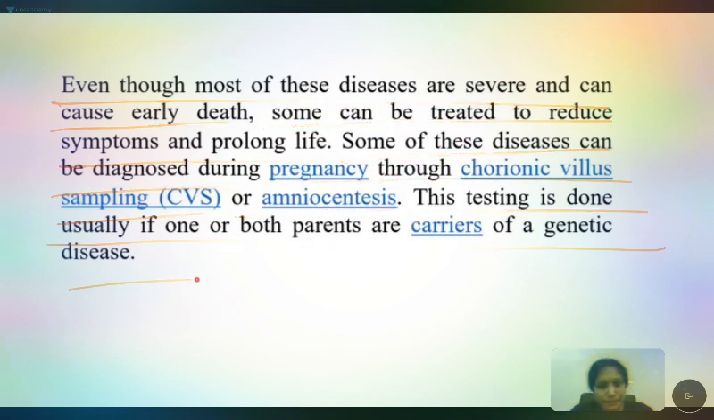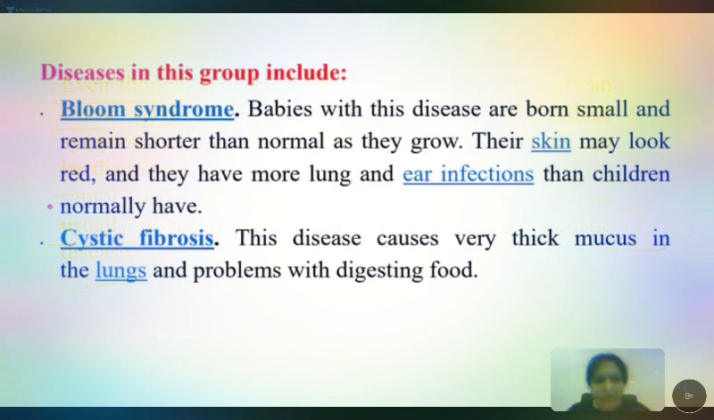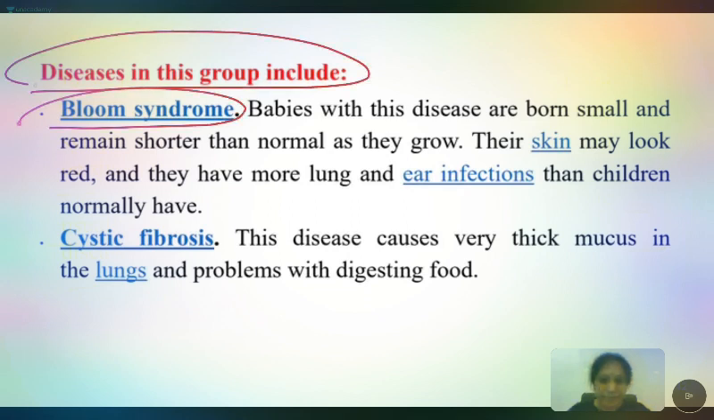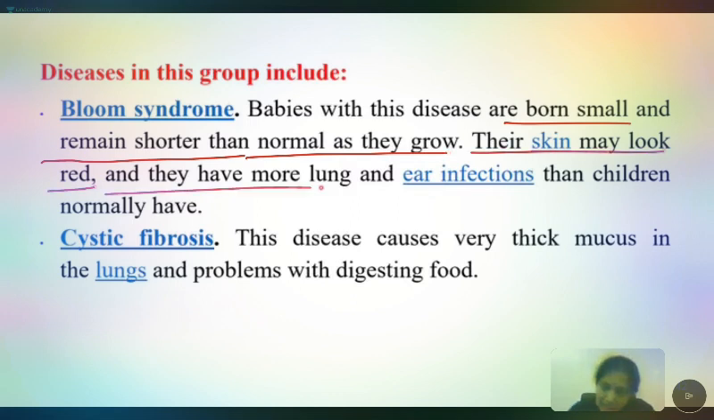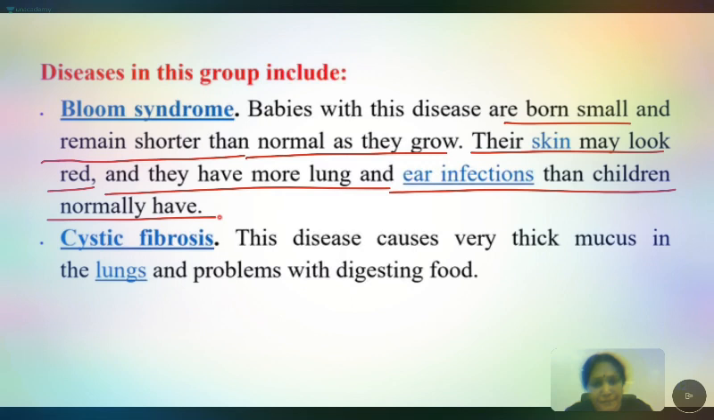Next. Okay, diseases of this example, it means Ashkenazi Jewish genetic diseases. Bloom syndrome. Babies with this disease are born small, means less birth weight, small size babies. And also they remain shorter than normal as they grow. When they grow also, they do not grow normally. They remain shorter, smaller. Their skin may look red and they have more lung and ear infections than children normally have. These are the symptoms of Bloom syndrome. Is it clear?